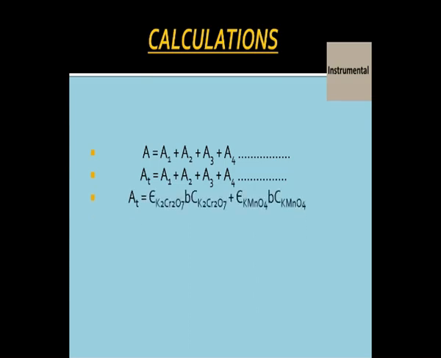Similarly, we have two absorbing species over here, potassium dichromate and potassium permanganate. By expanding the above equation, it becomes A_T is equal to epsilon of potassium dichromate times b, the path length of the cuvette, times the concentration of potassium dichromate, plus epsilon of potassium permanganate times b times the concentration of potassium permanganate.